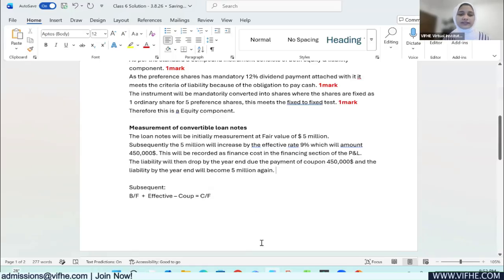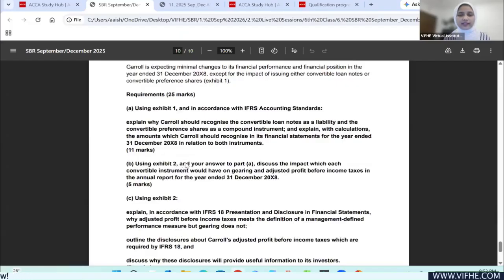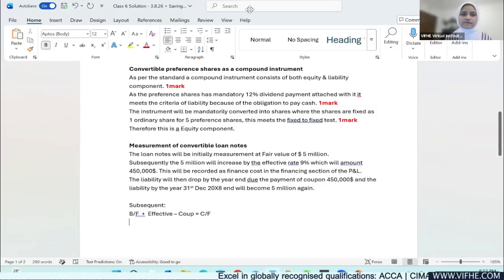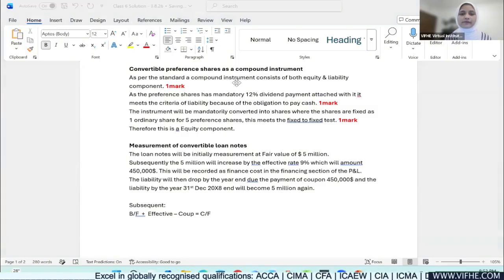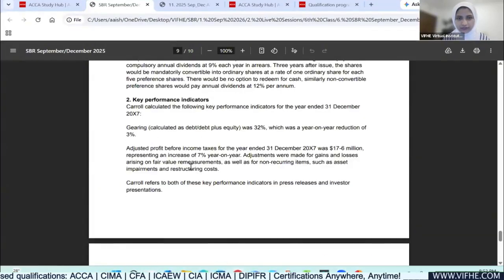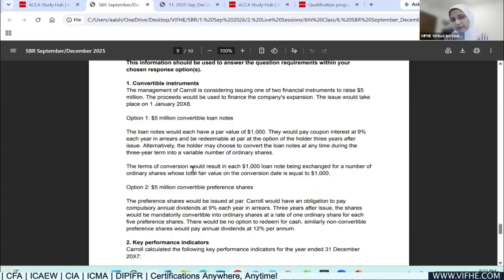They wanted the measurement at 31st December 20x8. To be more precise, they wanted the measurements at 31st December 20x8. So 31st December 20x8 will become 5 million again. Not market rate. You will not call it market rate because you decided it's a liability, right? If it was a compound instrument, then market rate would come in the picture. But now that you've decided it's a liability, it's effective and coupon.